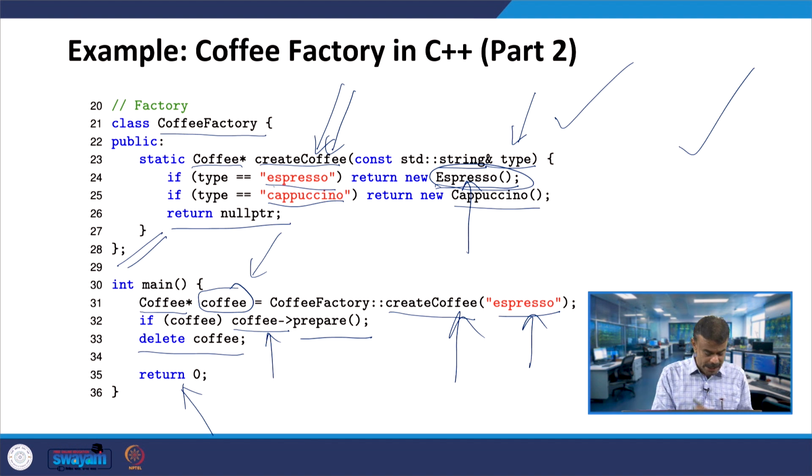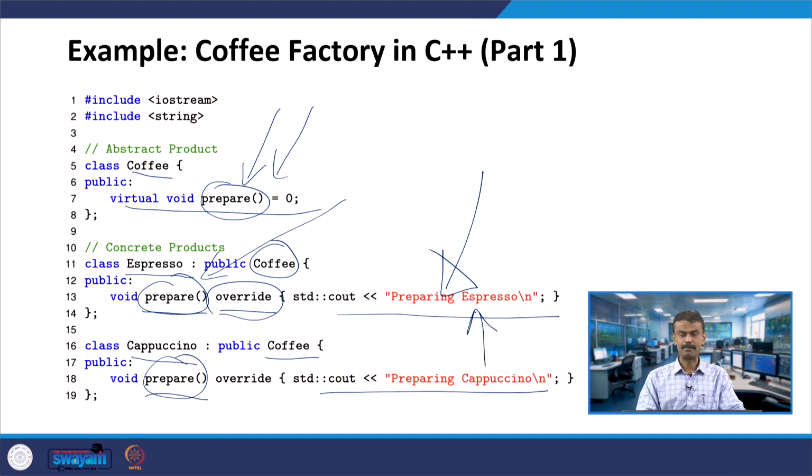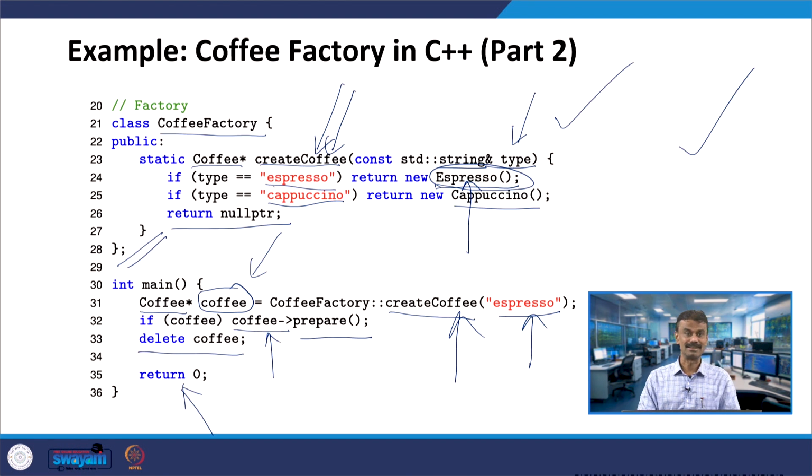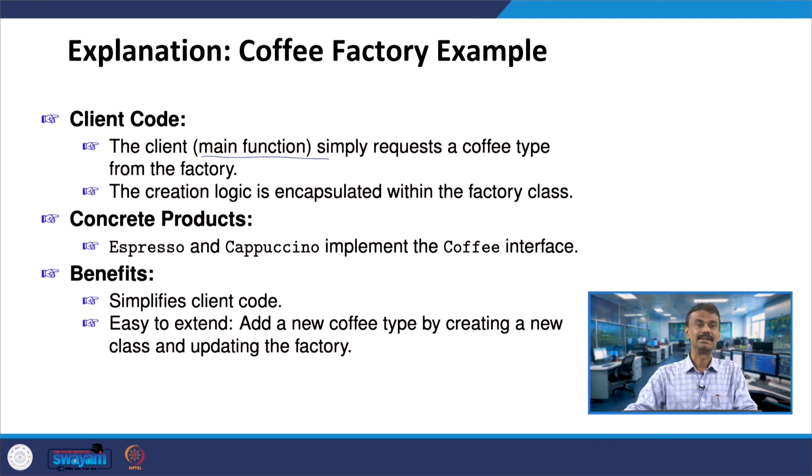In line number 32, if coffee is not equal to null pointer, because it is returning new espresso, line number 24. When it is invoking, we know that espresso is calling that particular constructor, and line number 13 prepare, because coffee is invoking that, preparing espresso will be printed. This is exactly what is called the client code.